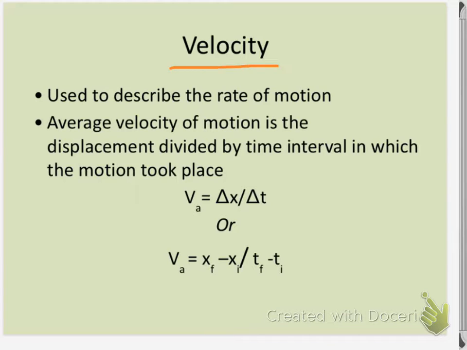So velocity is what we use to describe the rate of how fast you're getting someplace. It's the rate of motion. And we will start off using average velocity, which is displacement divided by time interval. It seems like maybe you just did that.